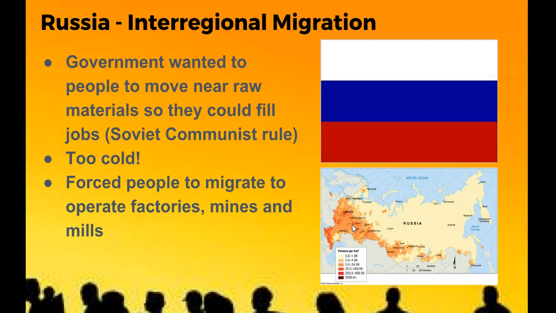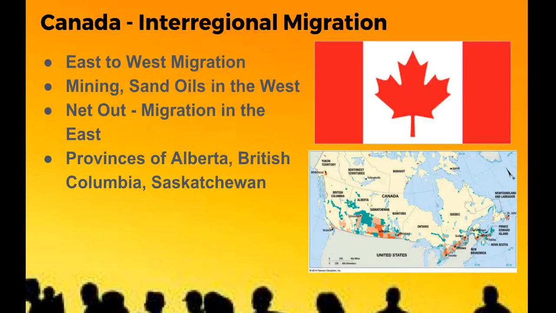This was not very popular. Forcing people to move there was too cold. Then they started allowing people to voluntarily move there. Again, that didn't really work as well. But that was one government policy put into place during the Soviet rule at the time to get people to move to the northern part of Russia to disperse the population a little bit so they could be closer to the raw materials for the factories.